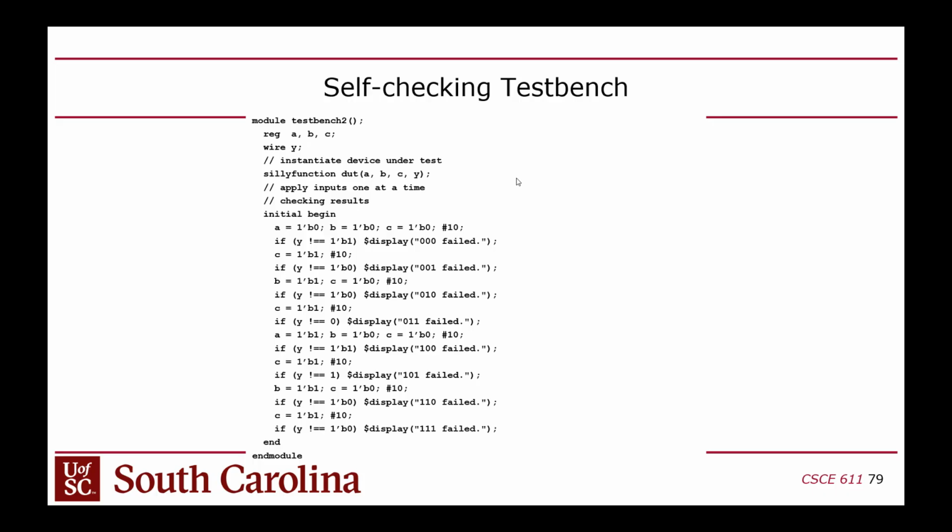Oh, and by the way, hold on, let me back up here a second. Notice that I don't actually set A, B, and C on every line here. I set A, B, and C initially, but then I only change C. Why? Because I want to leave A and B what they were. I only want to change C.